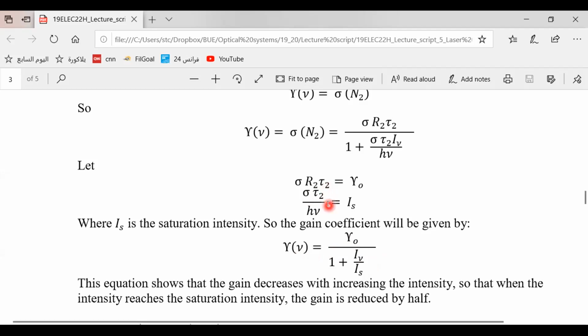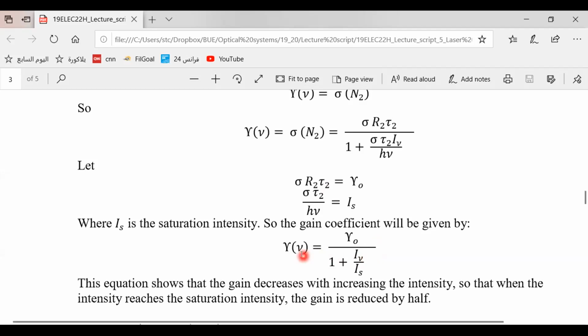After a while, let's assume that I of mu, as far as you enter the cavity, the intensity will start to increase. This is normal. Then what if I of mu reaches to be equal to I_S, for example?